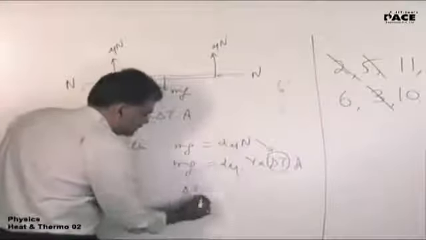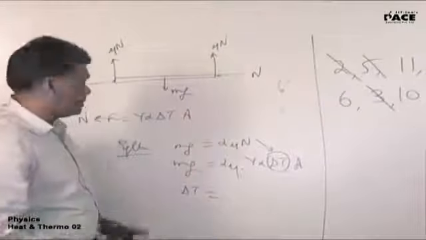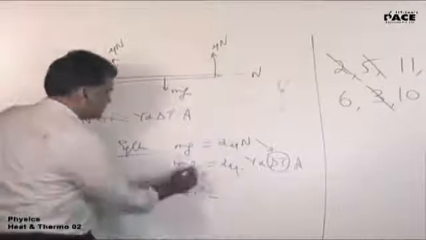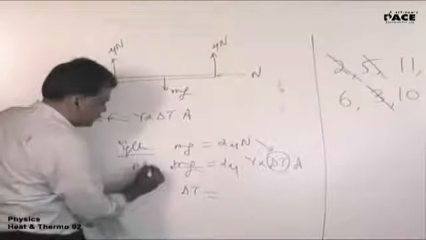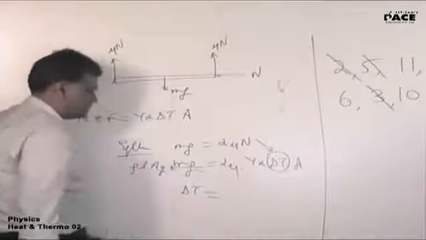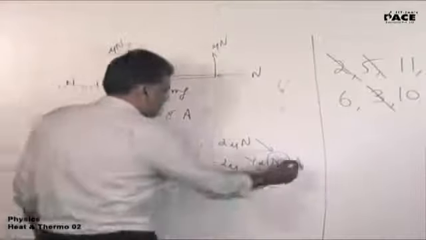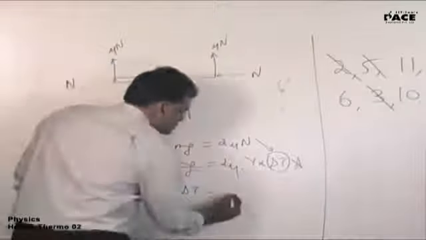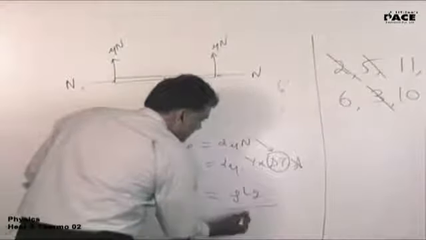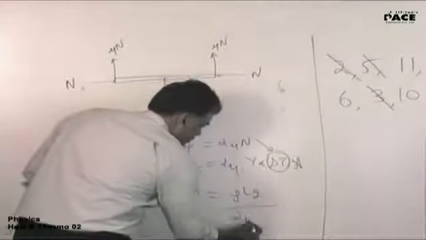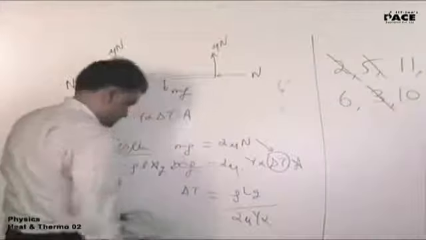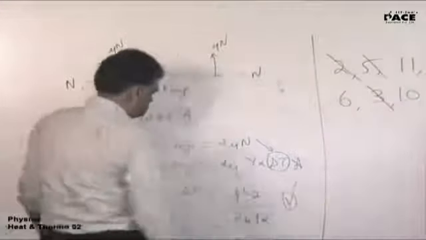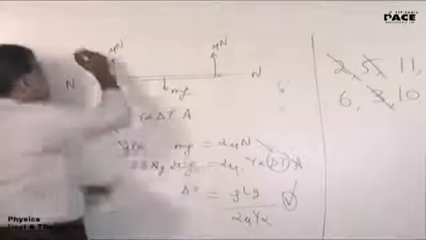Delta T should be what? One more thing, what is mg? mg is density into L into A into g. So A cancels. So you get the required answer as rho L g by 2 mu Y alpha, which is the answer for the 5th question.